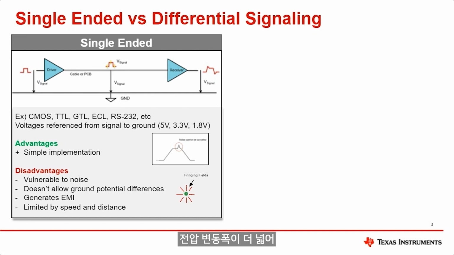There are some other protocols like RS-232 that have a wider voltage swing that enable you to transmit over longer distances, but they have their drawbacks in terms of data rate and other factors. So the solution to this is differential signaling.